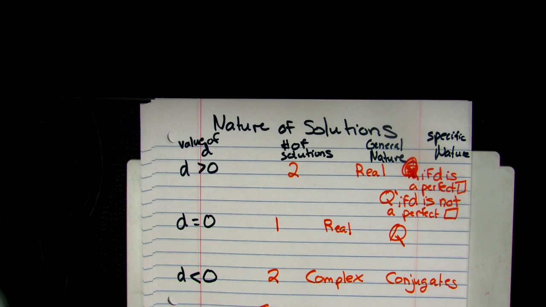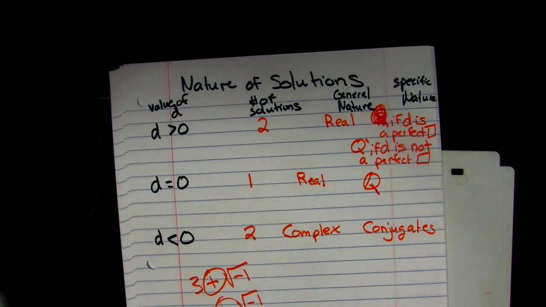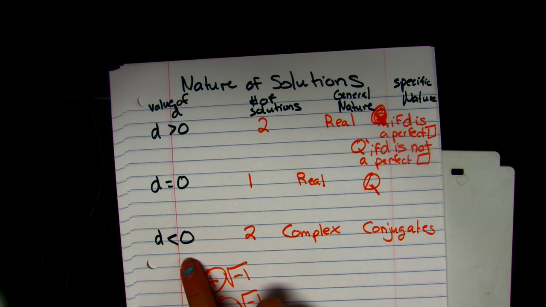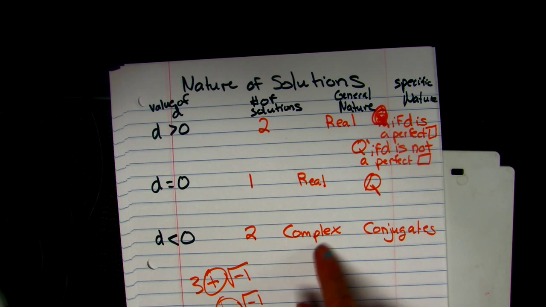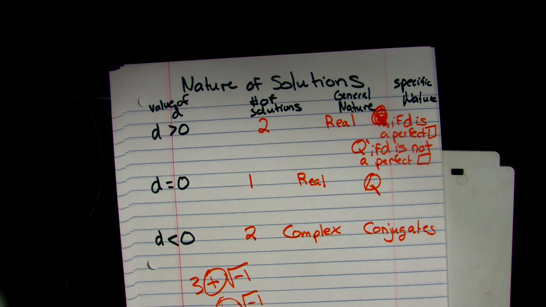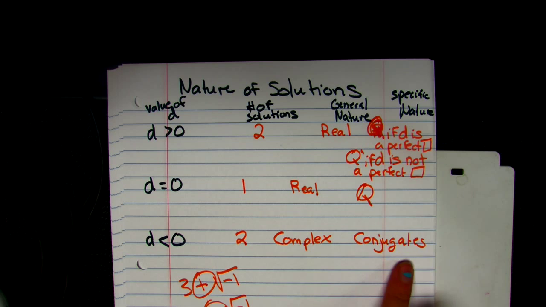All right, we're gonna pick up where we left off when we were talking about the nature of solutions. I said on the general nature, when d is less than 0, or when it's negative, you're gonna have two solutions, and they're gonna be complex because you're taking the square root of a negative number, which is imaginary, and the specific nature is conjugates.